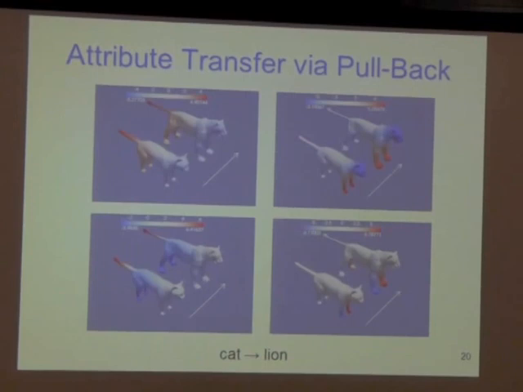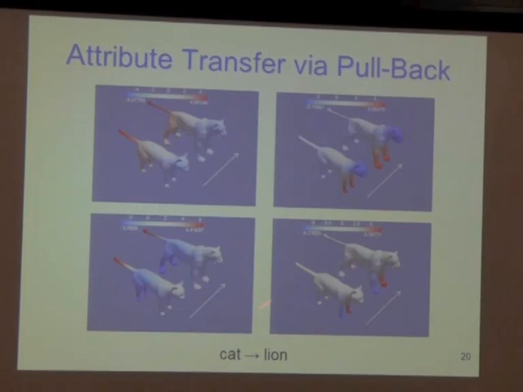For example, I can take this coloring of the cat, which simply indicates x-coordinate, high here, low here, and simply transport it to the lion, because for every lion point, I can find the corresponding cat point and color it by the cat function. And I can transport many different functions. In fact, I can transport any function this way by simply this pullback operation.